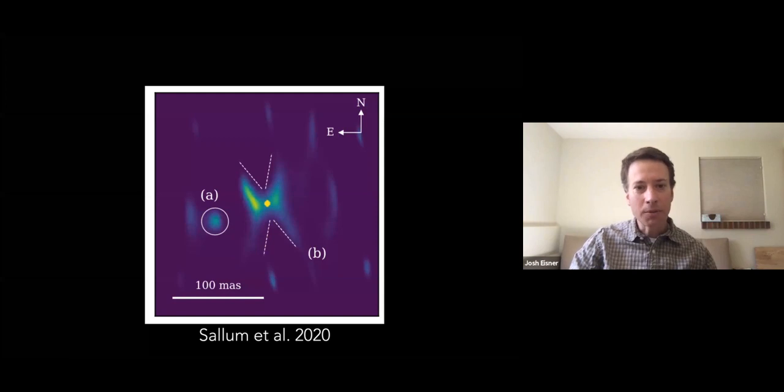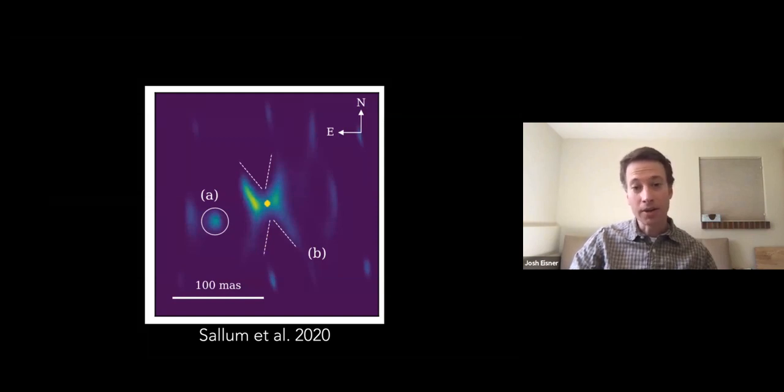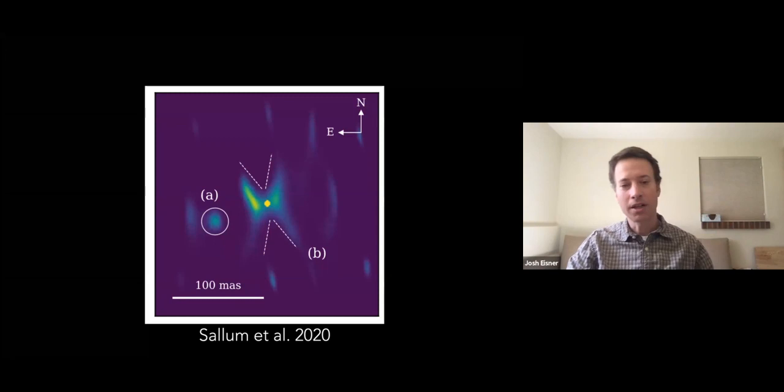From Joe Najita, what are the other wispy structures? They seem to echo the X structure. If this is a physical companion, what is the physical distance? Okay, so let me answer these in turn.